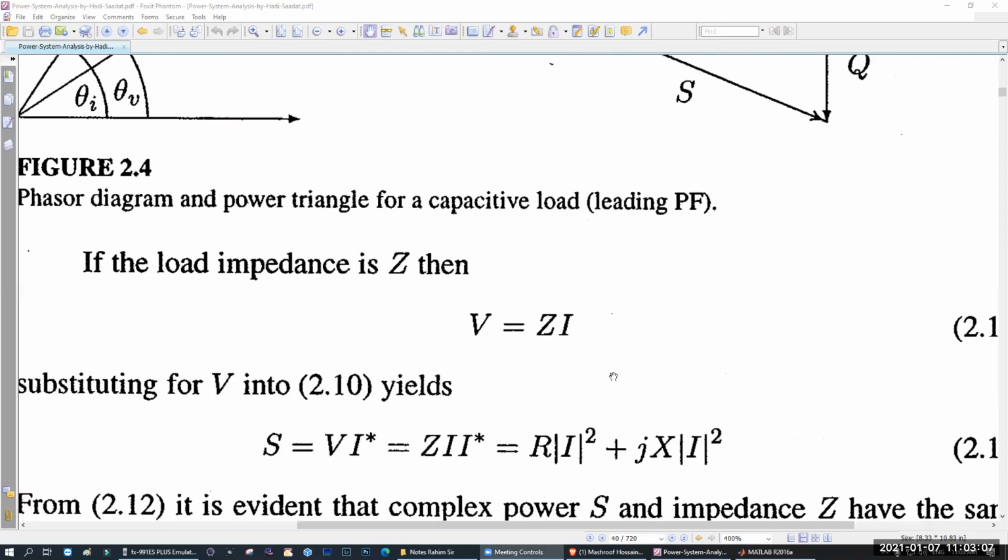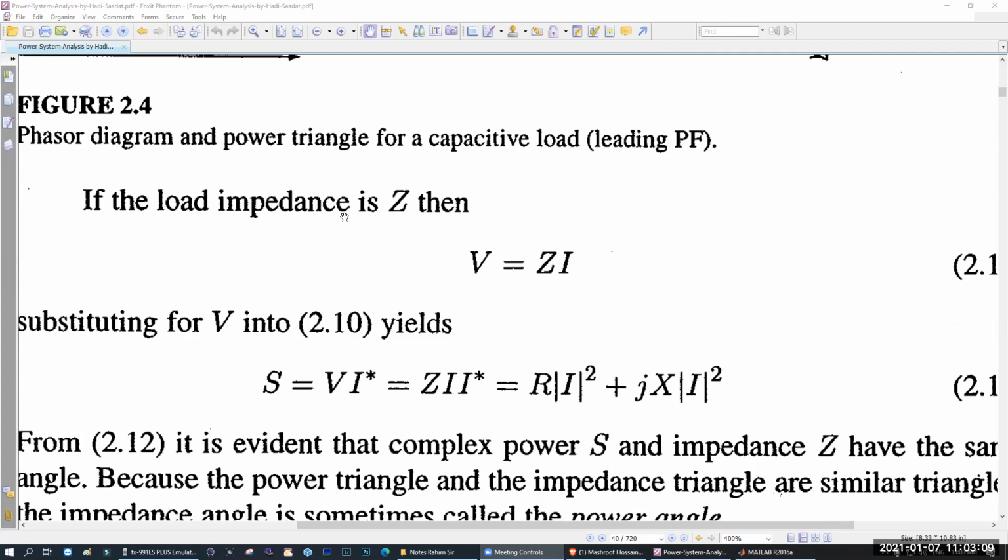And the load impedance is Z. So V is equal to ZI according to Ohm's law. V is equal to IR, but in an AC circuit you no longer call it R, it should be Z. So V is equal to IR or IZ. So what is your S? S is equal to V I conjugate. V is equal to IZ or ZI, so S is Z into I conjugate. So here we have I into I conjugate.